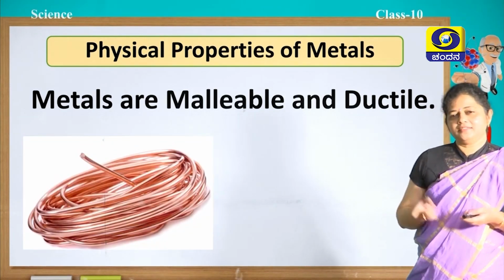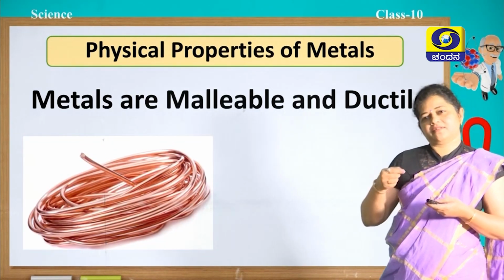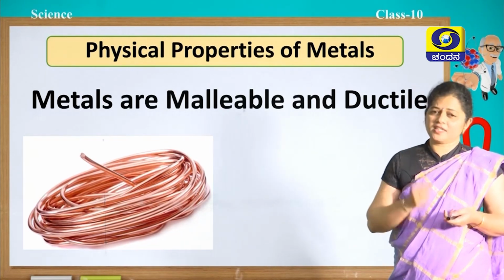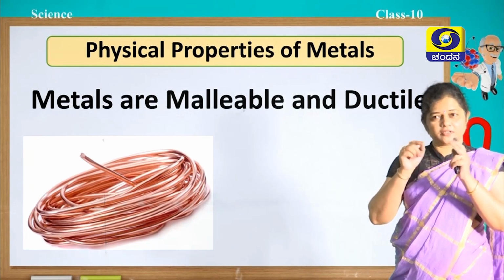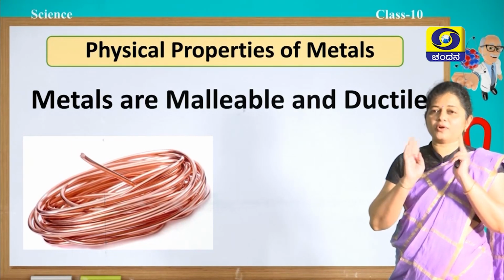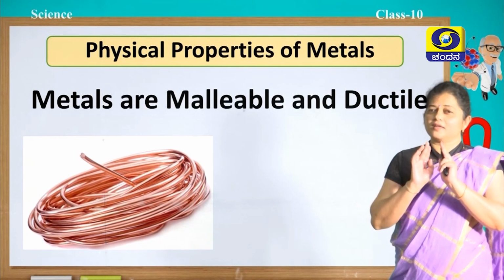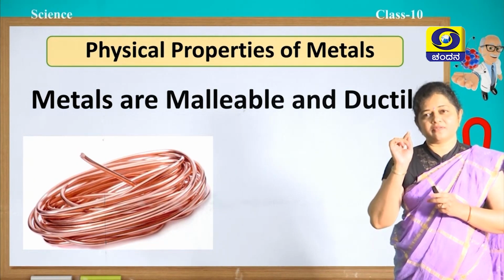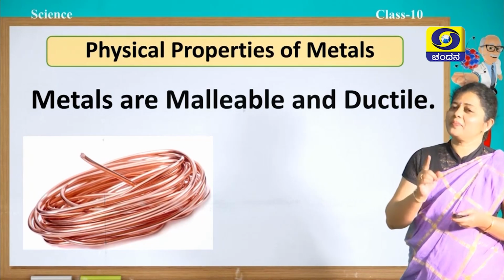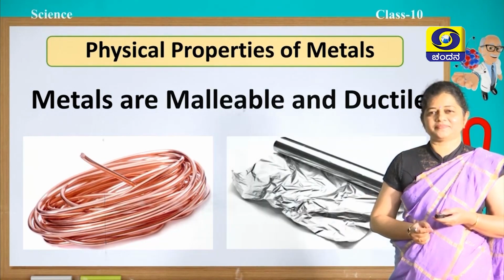Now, you can see here, this is a copper wire. It is a very thin copper wire. You have seen copper wires in electric wires, right? When you cut that open, you can see that above it there is an insulation sheet. In that, you can see that the wire is very, very thin. That property is called ductility.